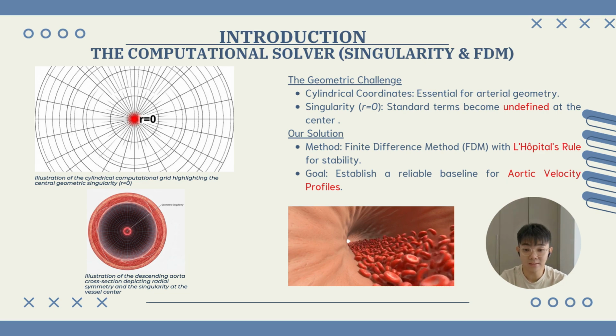However, modeling this in a cylindrical geometry creates a significant challenge. That is, a mathematical singularity at the vessel center where standard equations fail. To solve this, we implemented a 1D finite difference solver that explicitly handles this singularity using L'Hopital's rule. This establishes a reliable numerical baseline, allowing us to accurately visualize velocity profiles throughout the cardiac cycle.